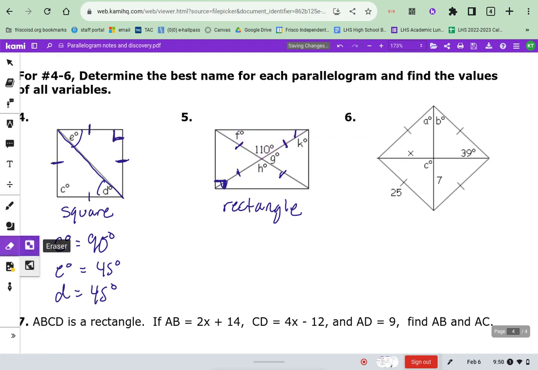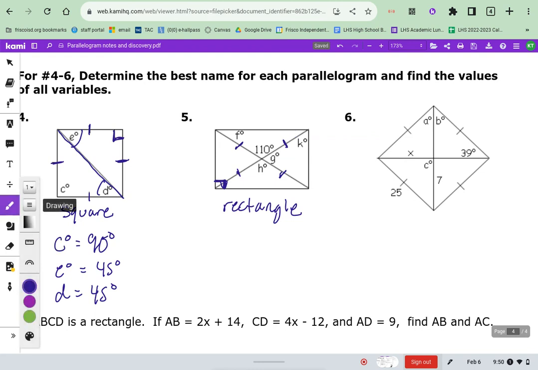Okay, so go ahead and, using what we've talked about, pause and see if you can solve for H, G, F, and K on your own, and then we'll check it together in 1 second.